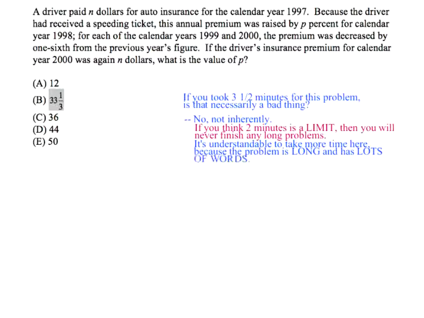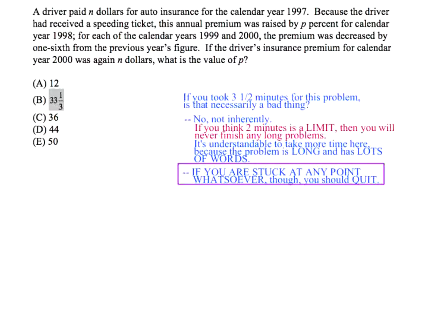And notice this is not an observation about difficulty, because people can't guess difficulty. But there's a lot of stuff happening in the problem. On the other hand, the point Rajiv makes is a good one, which is if at any point you are stuck, you need to quit. If you spent 3 minutes and you were actually doing productive work for 3 minutes, which is unlikely but not impossible, especially if you took a long time to read the problem, then fine.